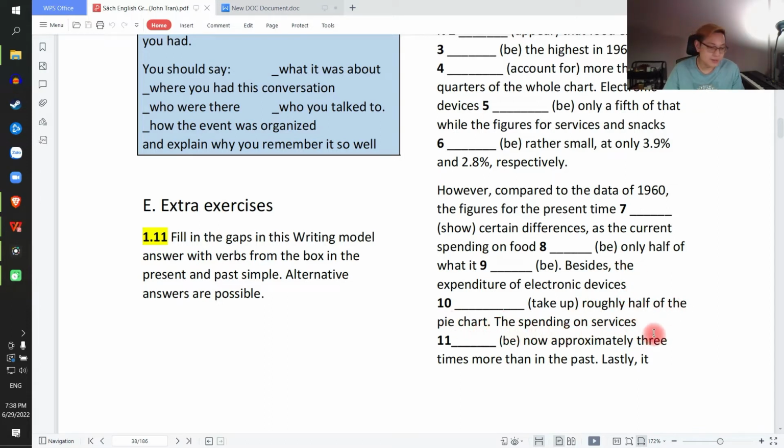The spending on services is now approximately 3 times more than in the past. Cái sự chi tiêu và dịch vụ is now thì bây giờ là xấp xỉ gấp 3 lần hơn trong quá khứ. Thì the spending on services, of course, the spending is the most important and it is singular, so number 11 is. Sự chi tiêu và dịch vụ thì cái chữ sự chi tiêu này quan trọng nhất và nó là số ít cho nên là chia ở đây là is, số 11 là is.